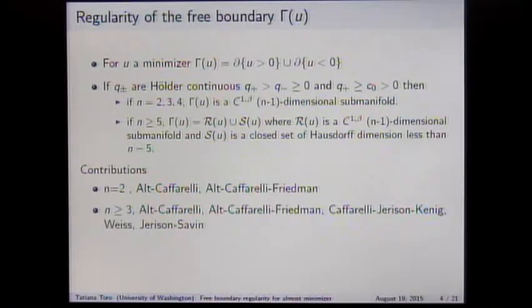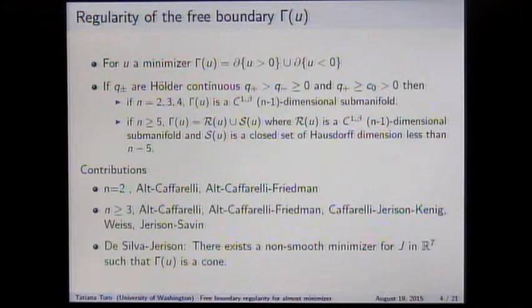Okay? So you might be wondering, well, what do you expect? The other interesting thing that has happened is that Silva and Jerison, a few years ago, constructed a minimizer in R^7, which is a cone. So it's the cousin of the Simons cone in GMT. And so the expectation is that for n equals 5 and n equals 6, there should be regularity, but we're still not there. That's one of the nice open problems in this area.